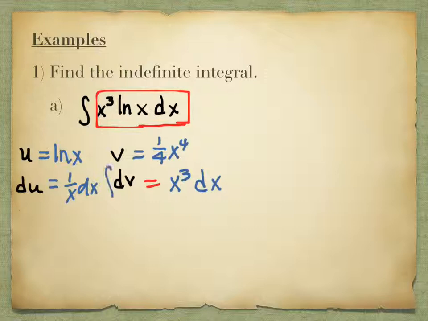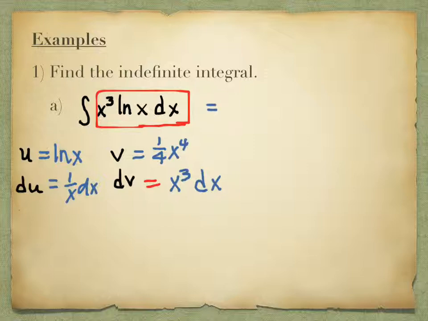What we're really doing, without writing it each time, is we're doing this to go back up a step, right? We're taking the antiderivative of both sides. The antiderivative of dv is v. The antiderivative of x cubed dx is 1/4 x to the 4th. Okay? This is the piece that has to be filled in before you can continue the process.